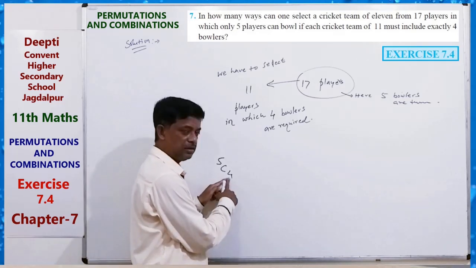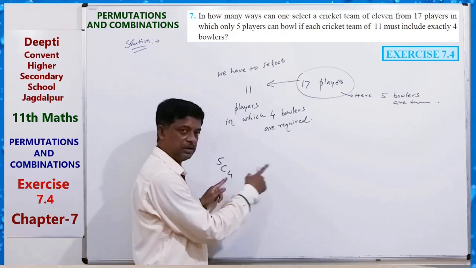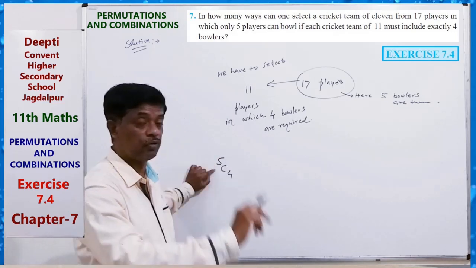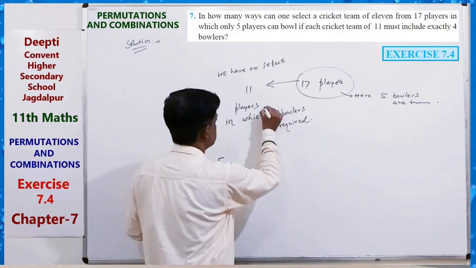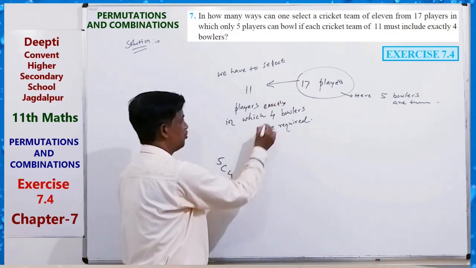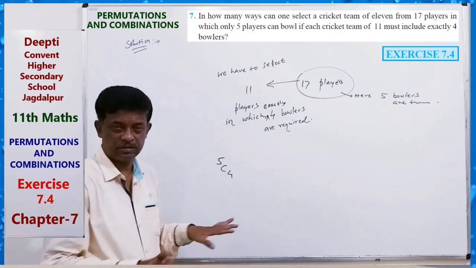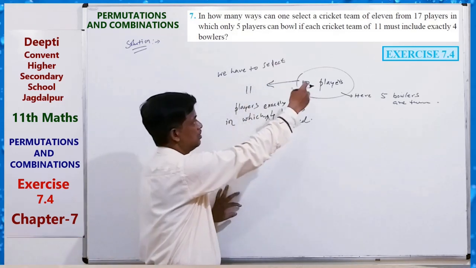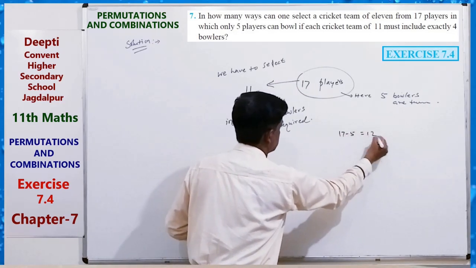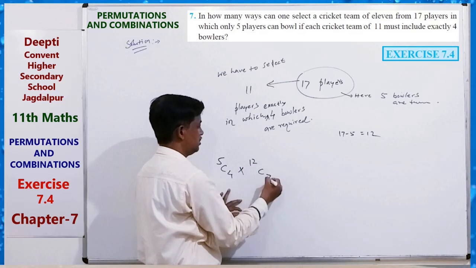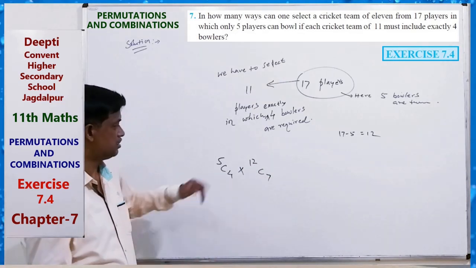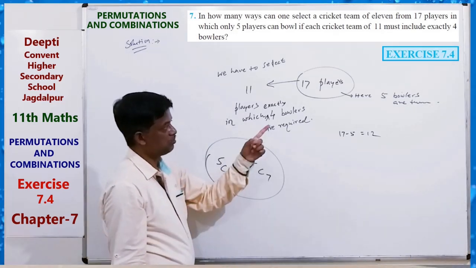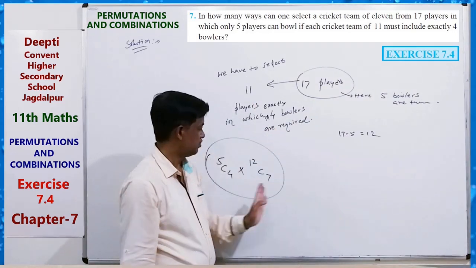And then the remaining players are 7. 7 are remaining, and exactly 4 bowlers are selected. Then 5 bowlers are subtracted from 17, which equals 12. So the remaining 7 are selected from these 12 players. So this is the number of ways, this is the answer. Clear? 4 bowlers are selected from 5 bowlers, and 5 are subtracted from 17 giving 12, so the remaining 7 are selected from 12.